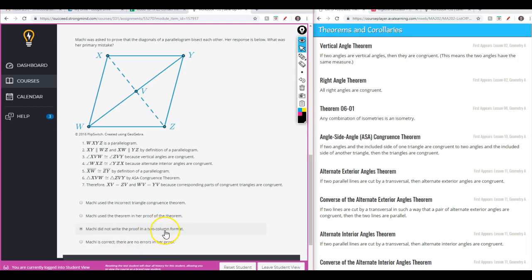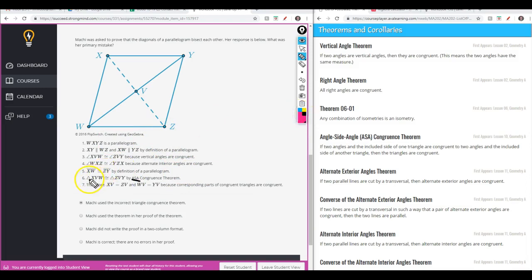The other one is Machi did not write the proof in a 2-column format, or she's correct. Alright, this 2-column format, proofs can be written in many different formats. They can be in a flow, they can be in 2-column, they can be in a paragraph. So that's not a main concern. So let's jump to this one. Machi used the incorrect triangle congruence theorem. So let's see if it really is angle side angle by what is given.